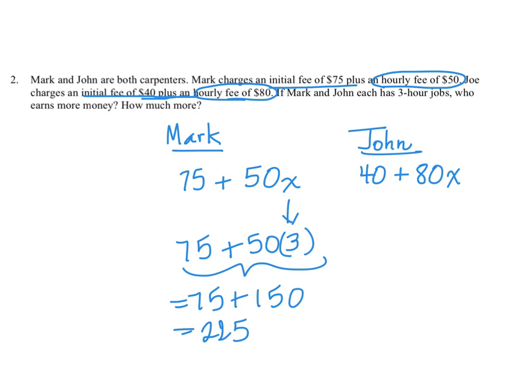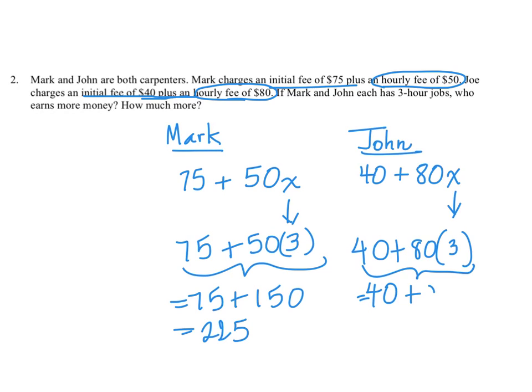For John, on the other hand, if he worked 3 hours, it would be 80 times 3 plus the $40 initial fee. John's total earnings would be 40 plus 240, which is $280.